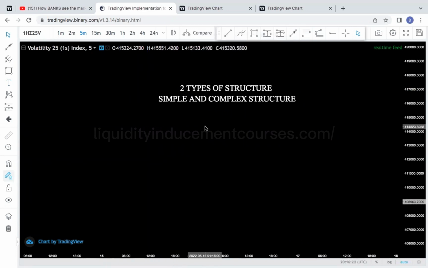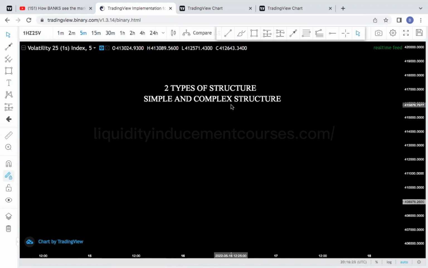All right, good. Now, what is a simple structure? A simple structure is when you have price creating clear higher highs and higher lows.